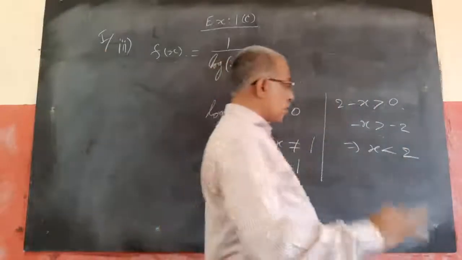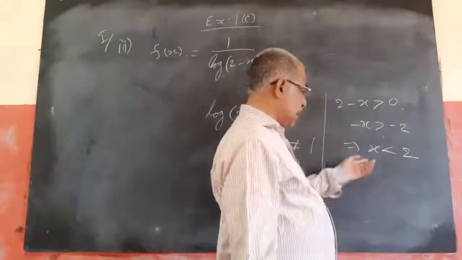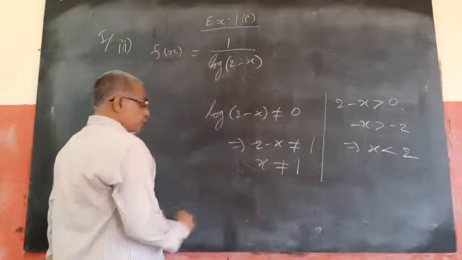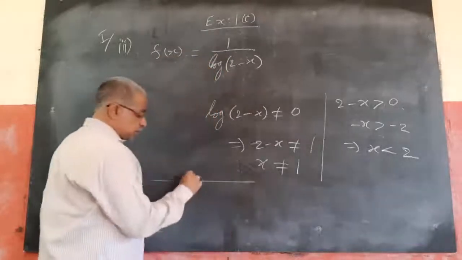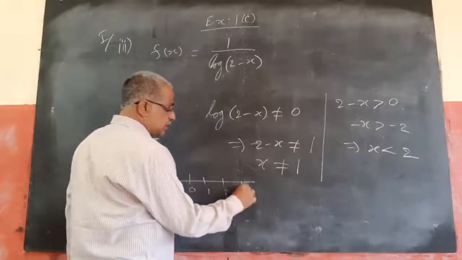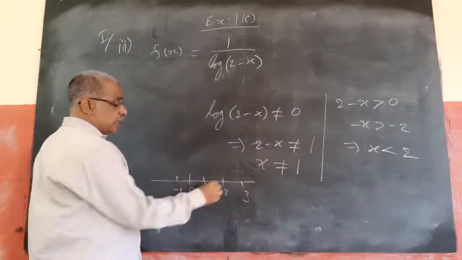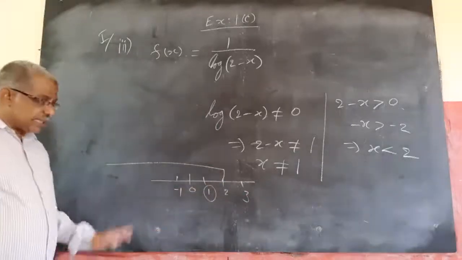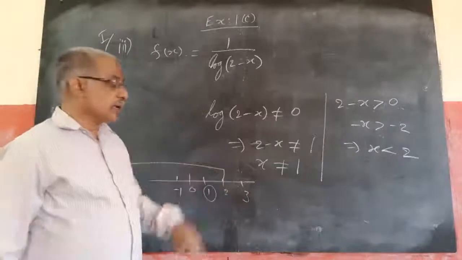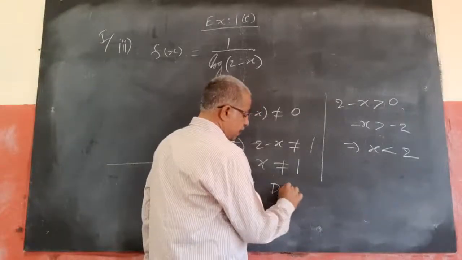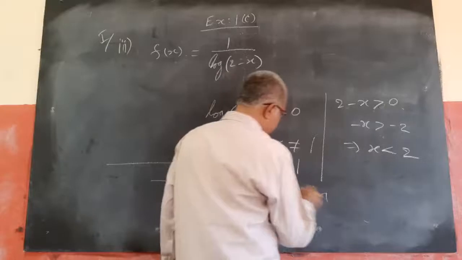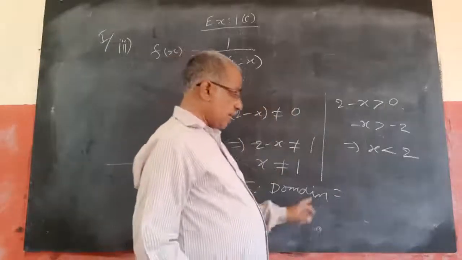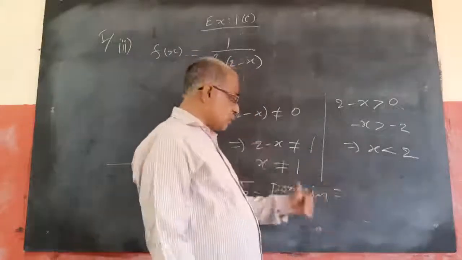So now coming to the domain. Domain is x less than 2 but not equal to 1. If you go to the number line, this is 0, this is 1, this is 2, this is 3, like this, minus 1 and so on. Now less than 2 is all the values but excluding 1. So minus infinity to 2 but excluding 1. So how can I write the domain? Minus infinity to 2, excluding 1.